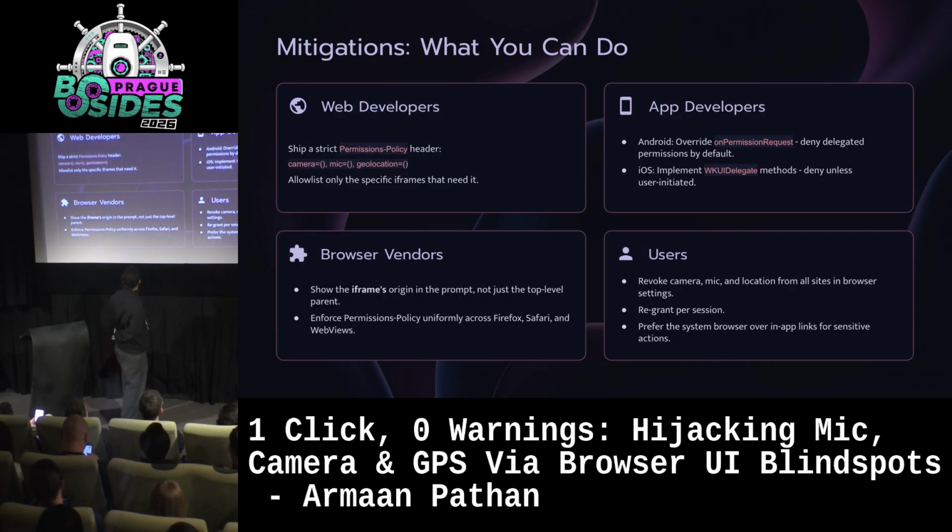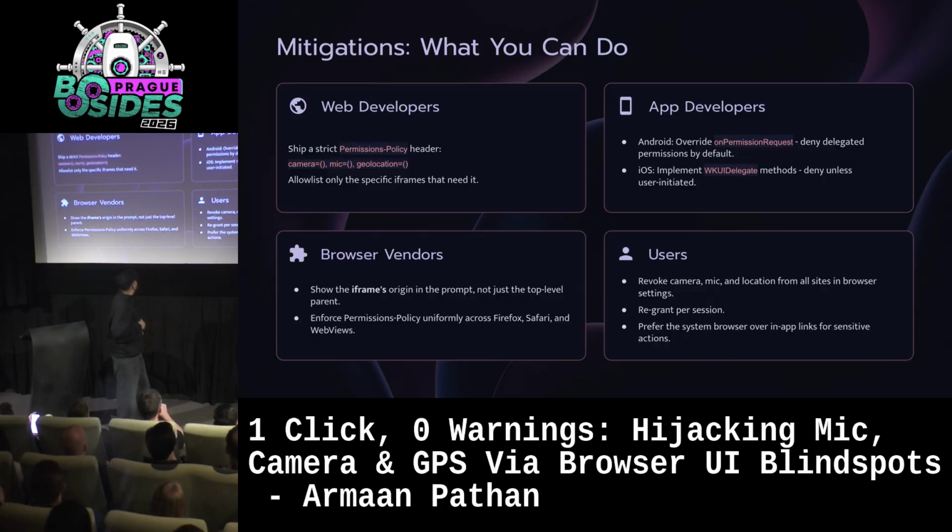So how can it be mitigated? As a web developer, if it's a sensitive application and it needs some restrictions, you can set permission policy headers, and if you want to allow certain websites to be accessed, you can define it within the attributes. If you talk about mobile applications, there is an option on permission request and WKUIDelegate. If you use it, you can set up the permission policies for the APIs over there.